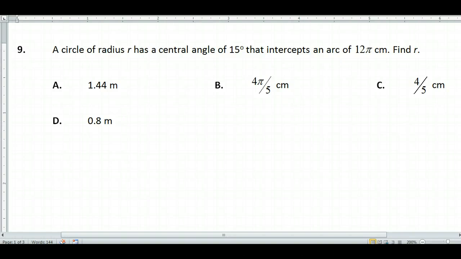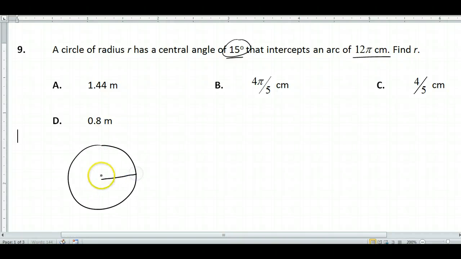Okay, let's continue with question 9. In question 9, you have to find the radius of a circle where one of the central angles intercepts an arc of length 12 pi centimeters, and the angle is 15 degrees. So you have a circle right here. You have a central angle, meaning the vertex is at the center. The angle is 15 degrees, and it intercepts an arc of length 12 pi centimeters, and you have to find the radius.